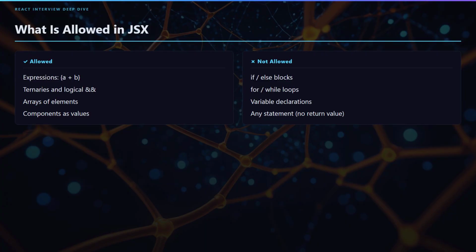Inside JSX you can use expressions, arithmetic, ternaries, arrays of elements, components as values. What you cannot use are statements, no if blocks, no for loops. Statements do not return values and cannot be embedded in JSX. Use ternaries and logical and instead.